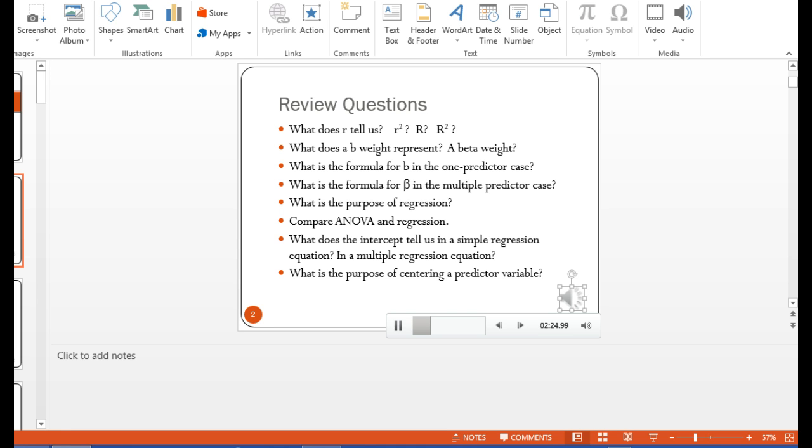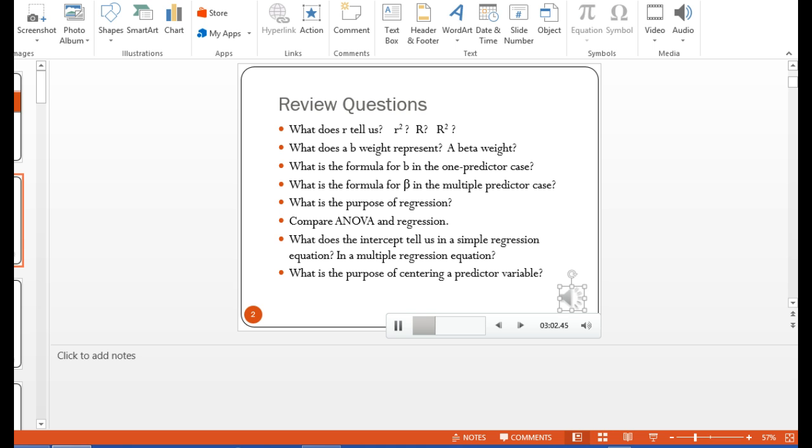If they are significant, and they both will be significant or they both will not be significant, one can't be significant without the other, that just means that we expect a significant change in the DV based on that 1 unit increase in the predictor. What is the formula for B in the one predictor case? Recall that that is the little r multiplied by the fraction of the standard deviation of y over the standard deviation of x. So that's a quick way to get the B weight.